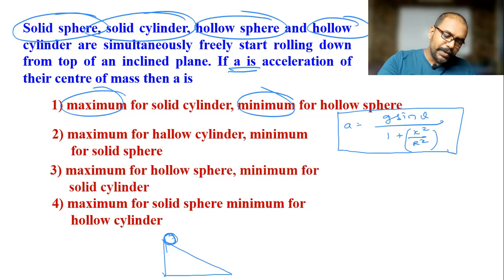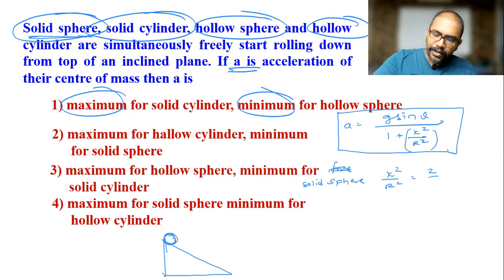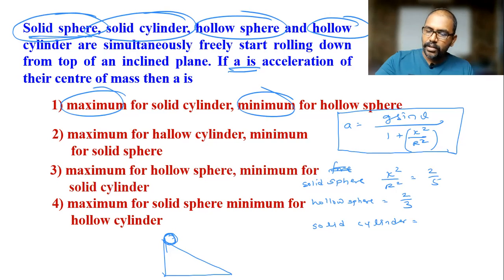Now k is the radius of gyration and r is the radius of that object. For a solid sphere, this k square by r square is 2 by 5. Then in a similar manner I can write it for the hollow sphere. It is 2 by 3. Then for the solid cylinder, I'm writing these values of k square by r square.